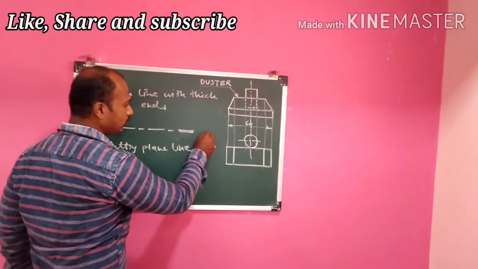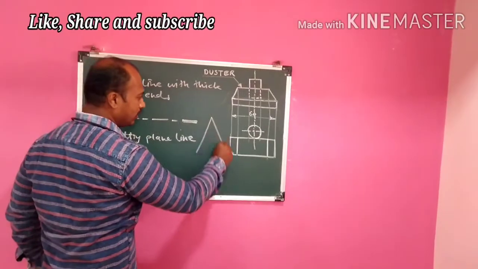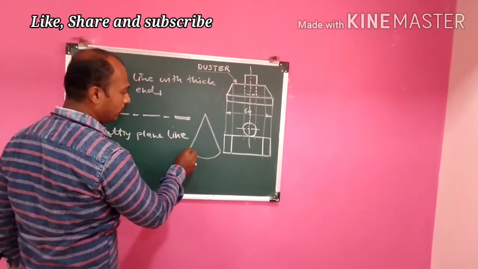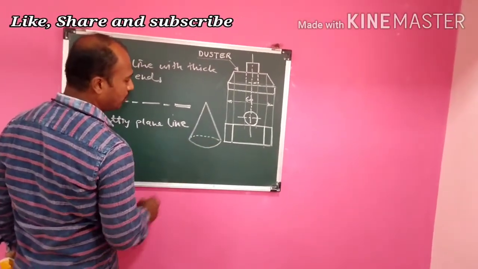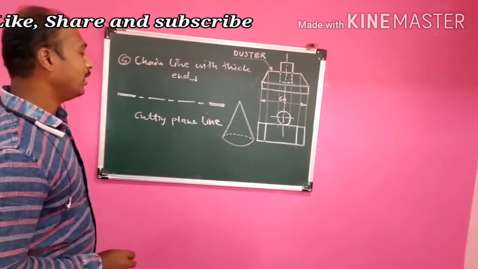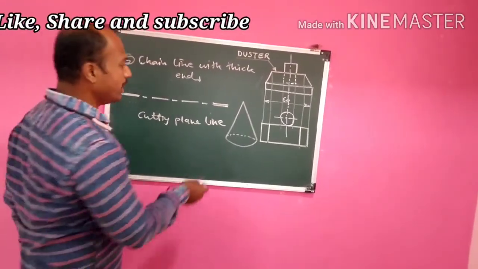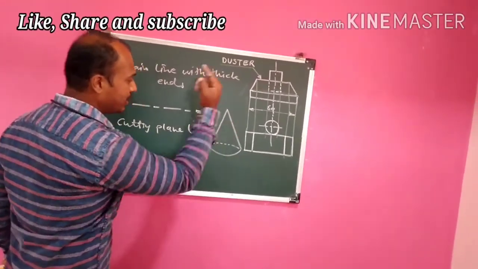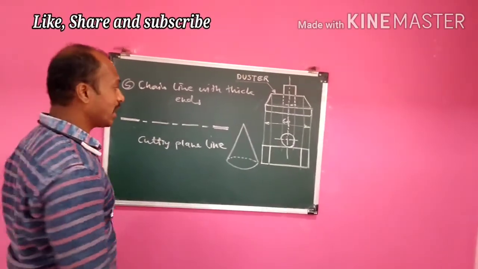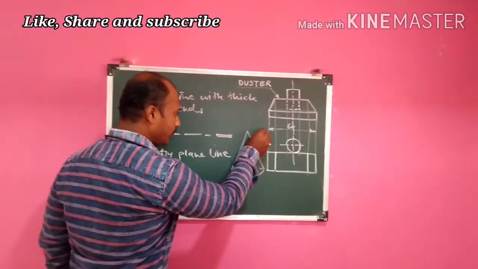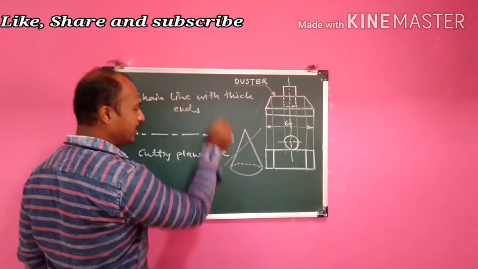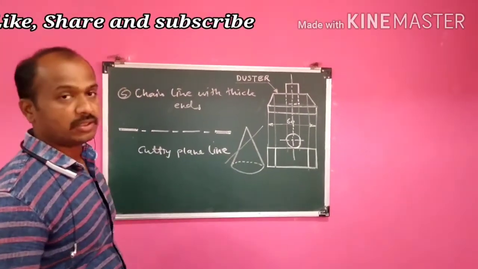Say this is the cone. This is the cone, right? And we imagine that this cone is cut inclined to the base. We cut this cone inclined to the base. So here, suppose on this line, the section line, we cut this cone.